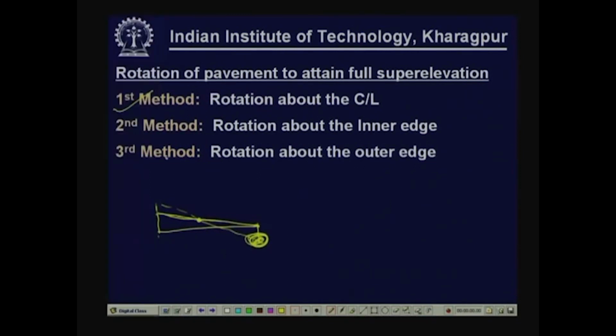So, the second method is rotation about the inner edge. We fix the inner edge and then rotate the pavement to have the required super elevation. Here the vertical profile of the center line is also changed. Okay. So, that is another disadvantage, and earthwork is also not balanced.